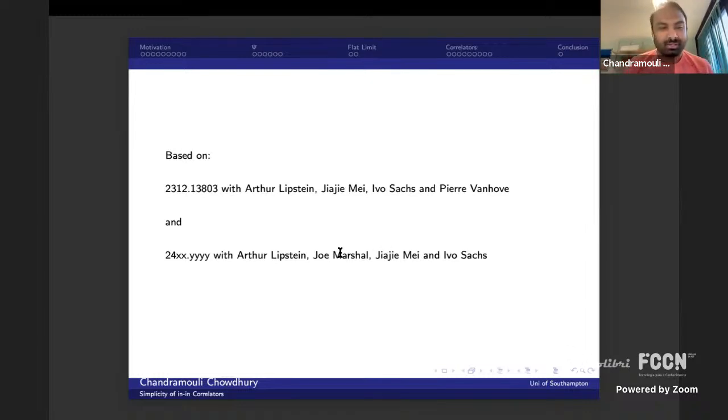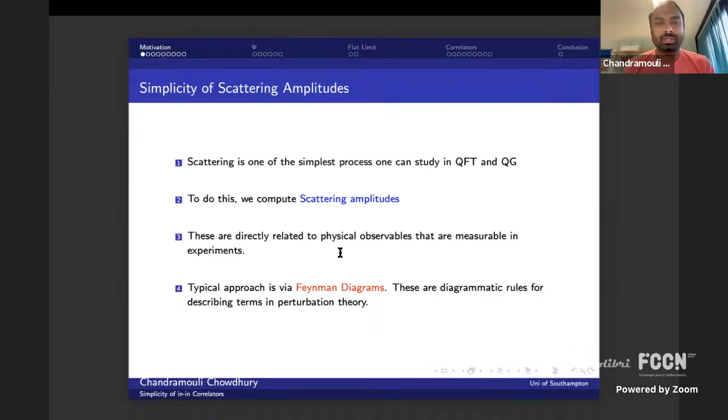Okay. Very good. So let me start with a very broad motivation as to why we are studying this problem and what exactly the problem is. As all of you know, scattering is, of course, one of the simplest processes that one can study in quantum field theory and quantum gravity. And in order to study a scattering process, what you compute are called scattering amplitudes. These are directly related to physical observables that you can measure in experiments. Sometimes they're called the scattering cross section and so on.